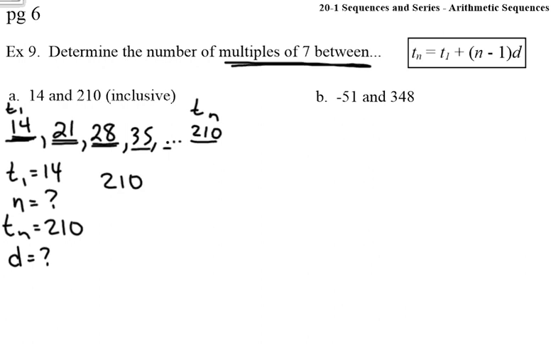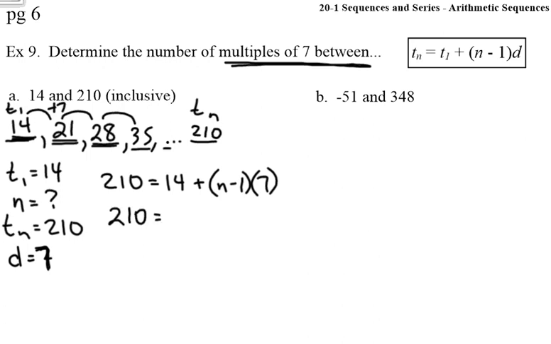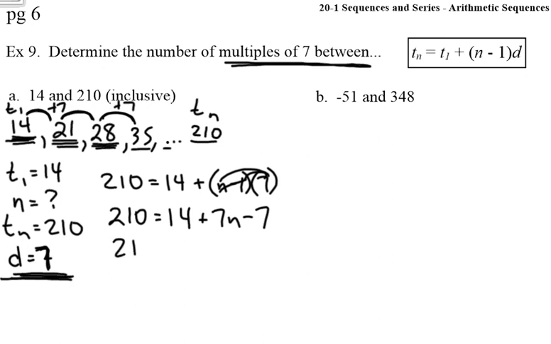Formula: T of n, 210, is term 1, 14, plus n minus 1, times D. But do we know what D is? Sure we do. How do we go from term to term? Because it's multiples of 7, we're looking at a D value of 7. So we have a D value of 7. So now we can solve for n by distributing the 7. In this case, because it's multiples of 7, when I list it, I see that our D value is 7. So at this point, solve for n.